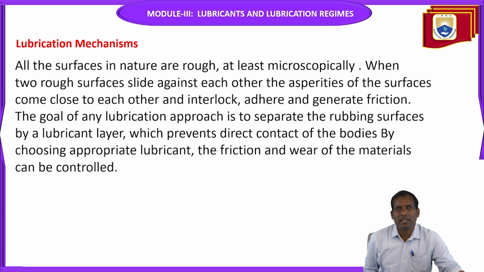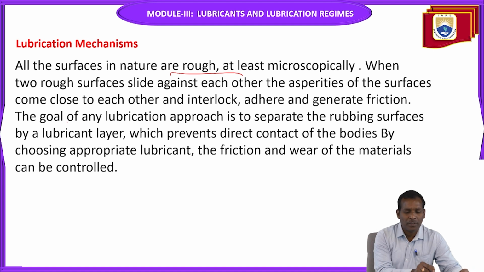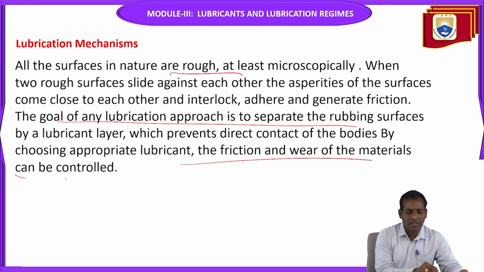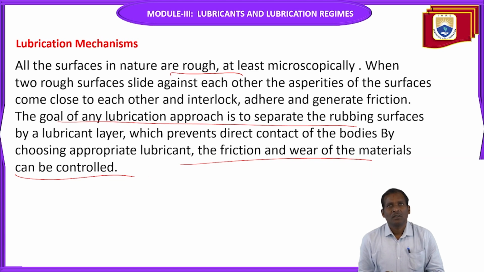So what is the mechanism behind lubrication? All the surfaces in nature are rough, at least microscopically. When two rough surfaces slide against each other, the asperities of the surfaces come close to each other, interlock, adhere and generate friction. The goal of any lubrication approach is to separate the rubbing surfaces by a lubricant layer, which prevents the direct contact of the bodies. By choosing an appropriate lubricant, the friction and wear of the materials can be controlled.